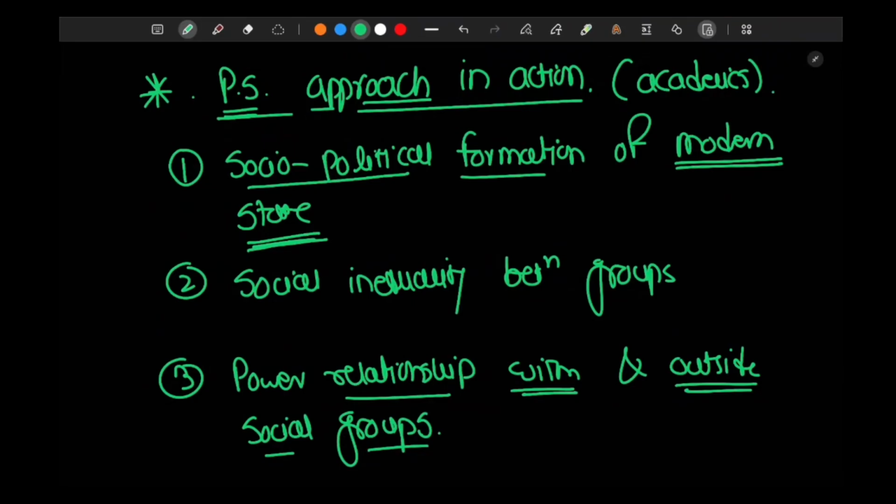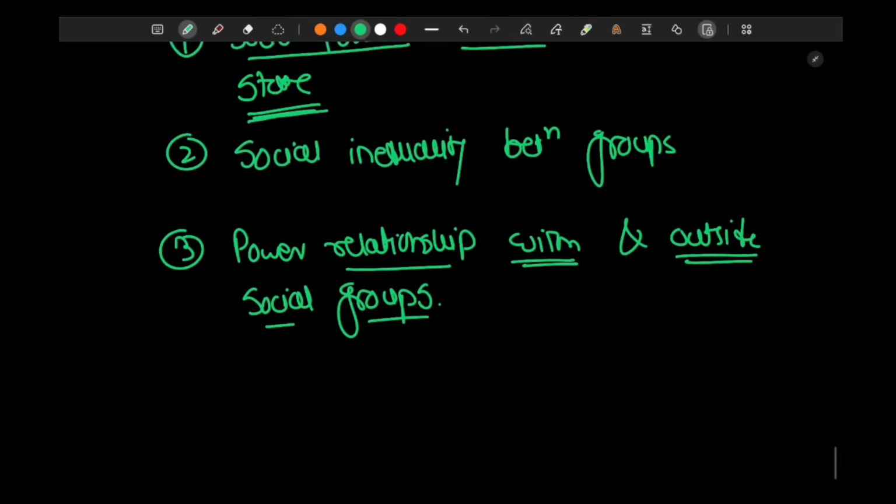They conduct surveys and try to understand how social inequality has translated into political inequality, right? So this is also a major area of research. Then power relationships within and outside groups: within a caste, how power relationships work, and outside the caste, how these social groups interact with each other. Power relationship is also a major area of research.